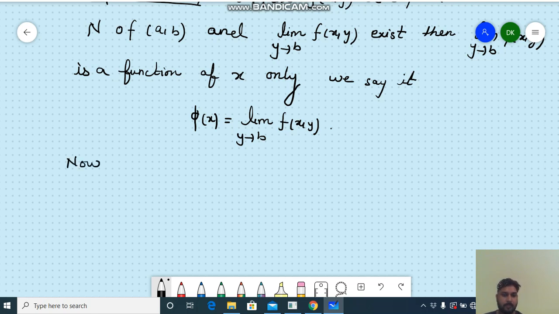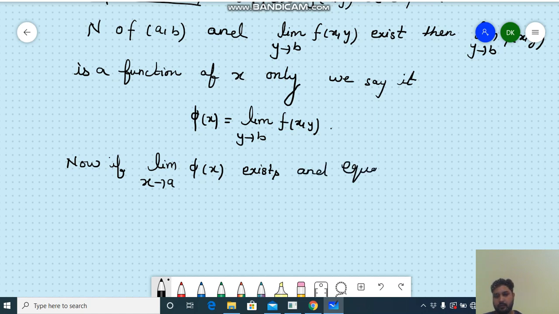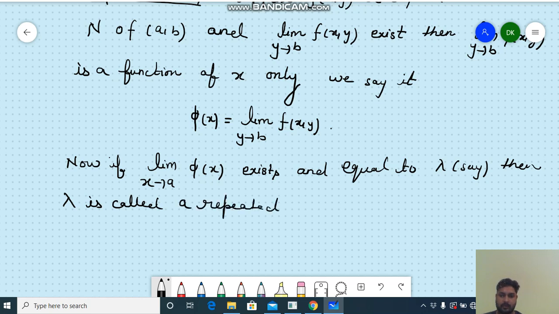Now if limit x tends to a of phi of x exists and is equal to some value, say lambda, then lambda is called a repeated limit of f(x,y) as y tends to b and x tends to a.